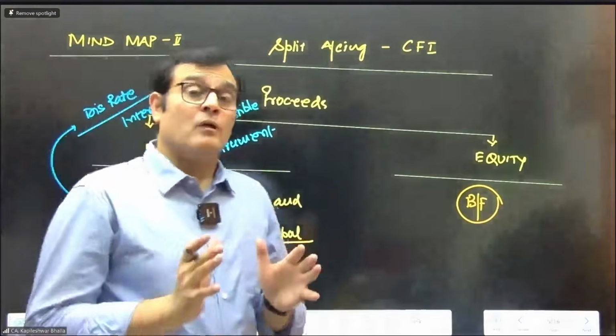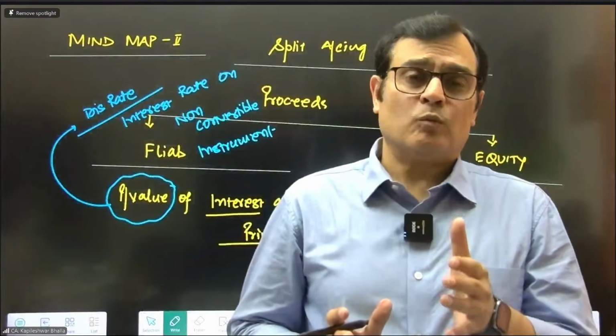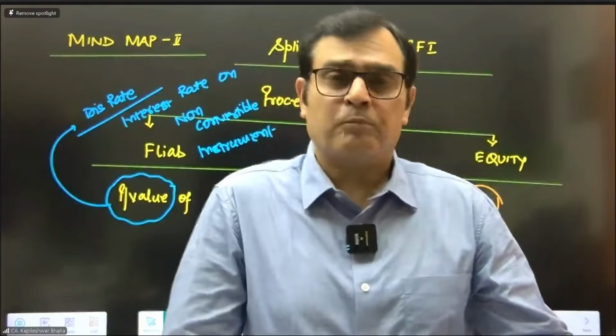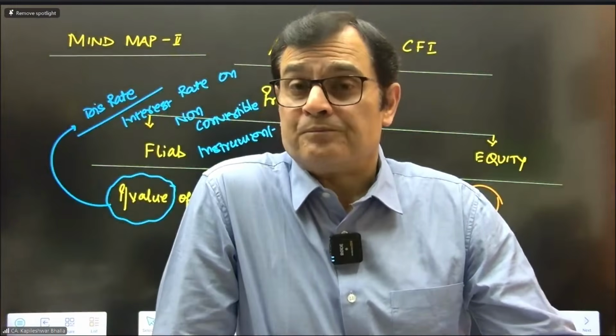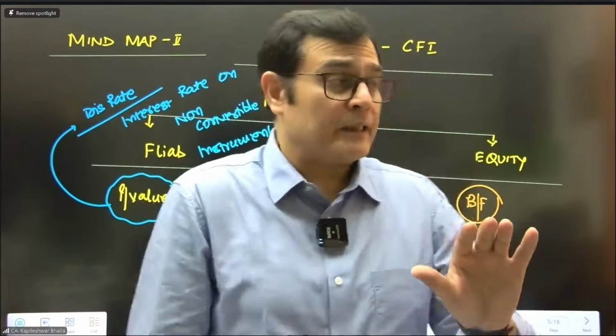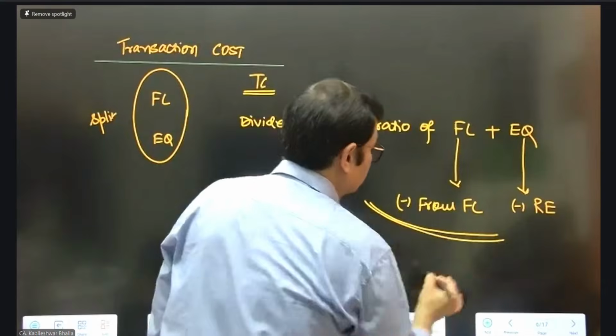Now, one crucial point. Once you have segregated the financial liability and the equity element, what is important is to watch out if there is any transaction cost given in the question. There is one special issue which needs to be revised: once you've done the split accounting, what happens if there is a transaction cost? We are looking at reducing it from the financial liability.